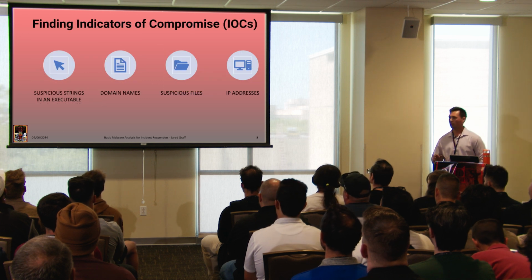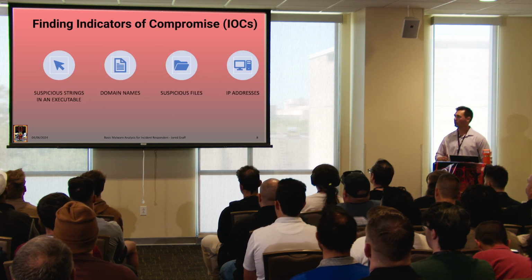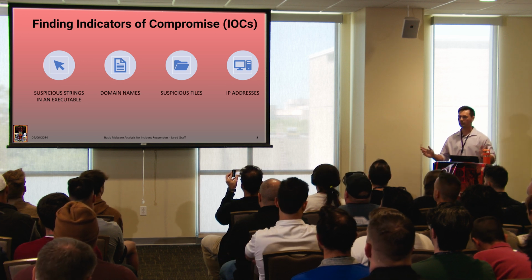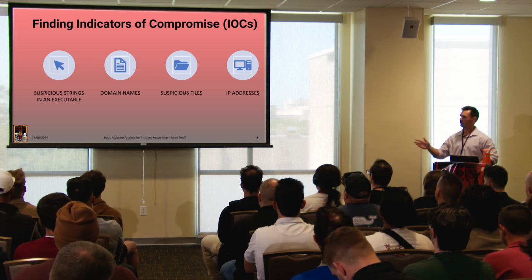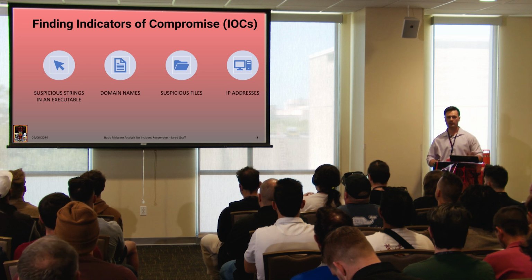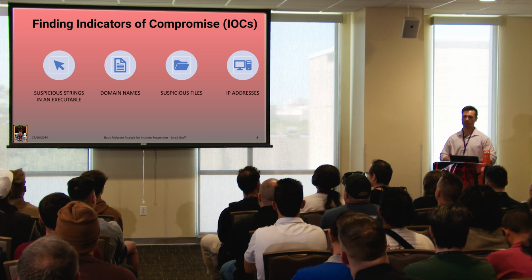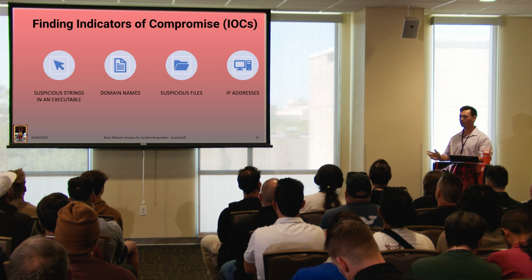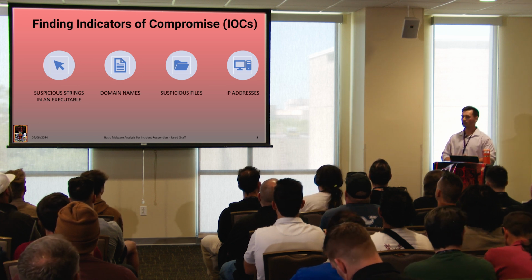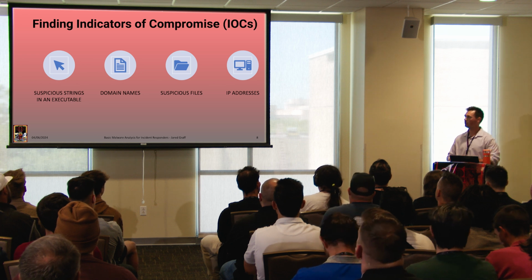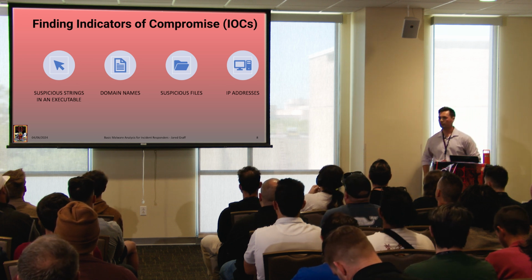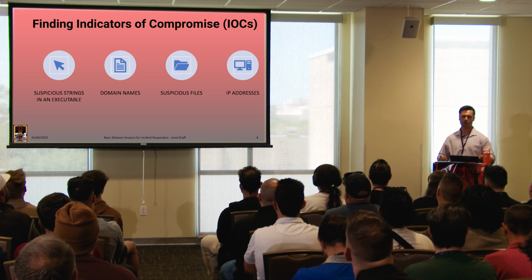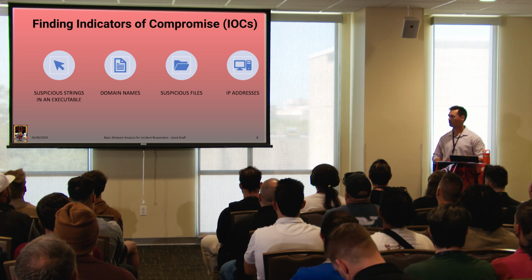So the goal when we're talking about doing malware analysis for incident responders is to find some indicators of compromise. This could be a variety of things. One is suspicious strings. This could be anything as obvious as the word evil or the word malware. It could also be completely different things like Windows API calls. Another thing you could look for are domain names. This could include evil.com, malware.com. They're usually not that obvious, but those are just some examples.